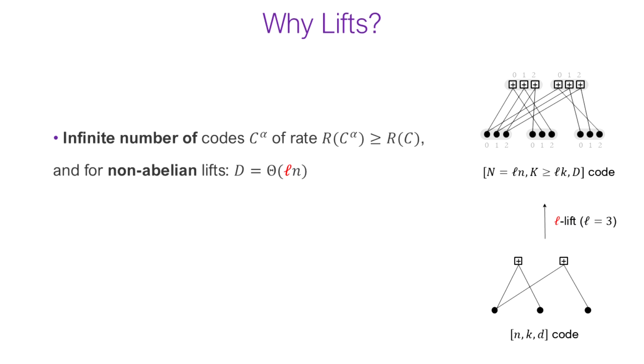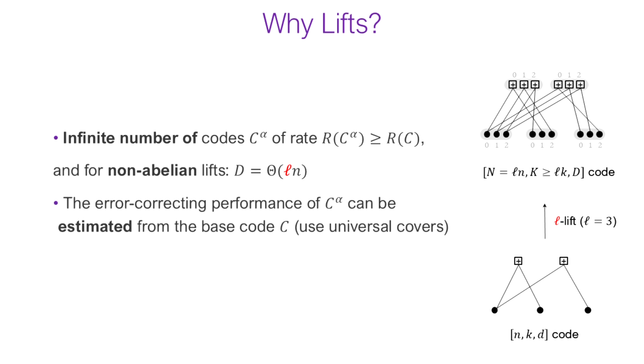Even more importantly, if we use non-abelian lifts, so elements from, for example, the symmetric group, we can also have linear growth of the distance. As you can see, the number of bits and the number of checks also grows linearly. So we have for free linear growth of dimension, but we also can have, as we will see, linear growth of the distance, which is really cool. And another important property of these codes is that you can predict the performance of this lifted code just by looking at this small base code.